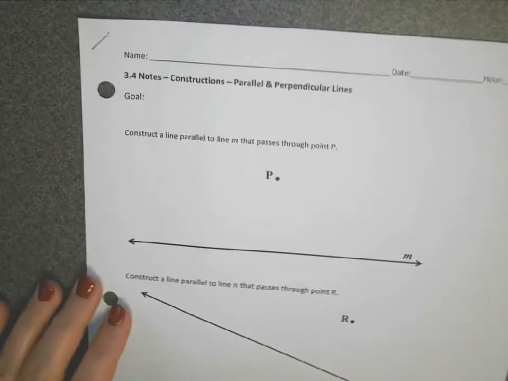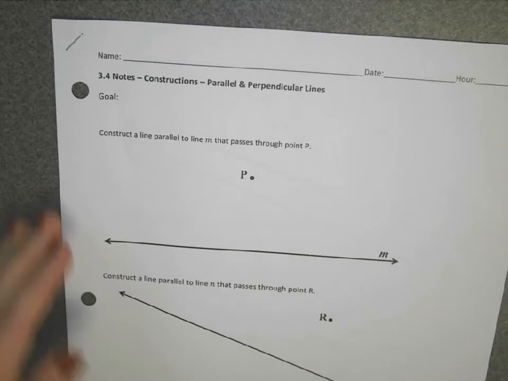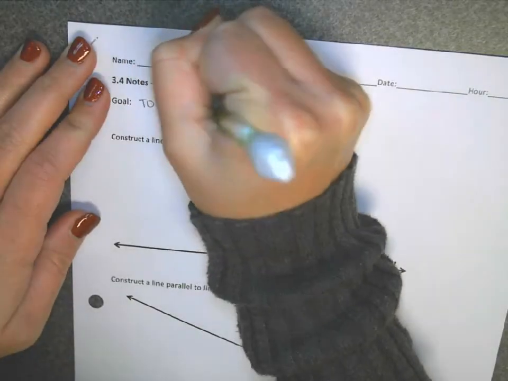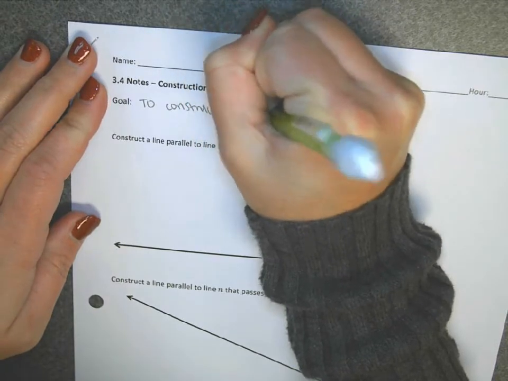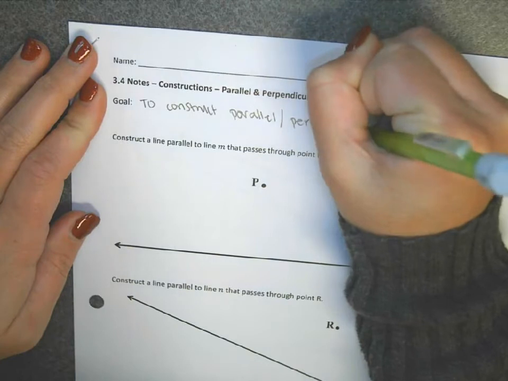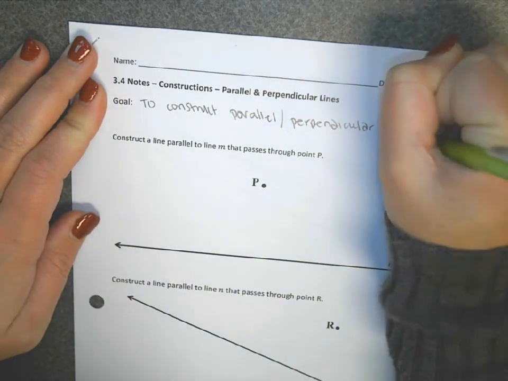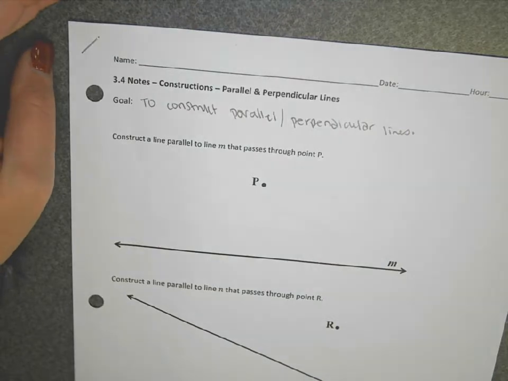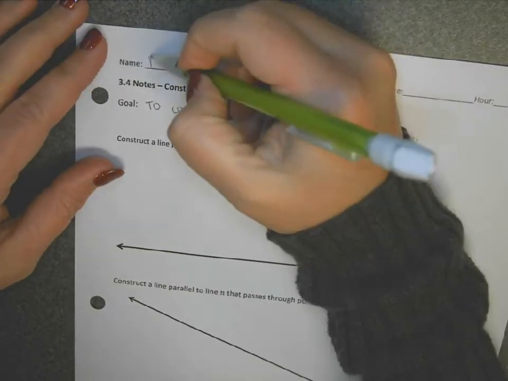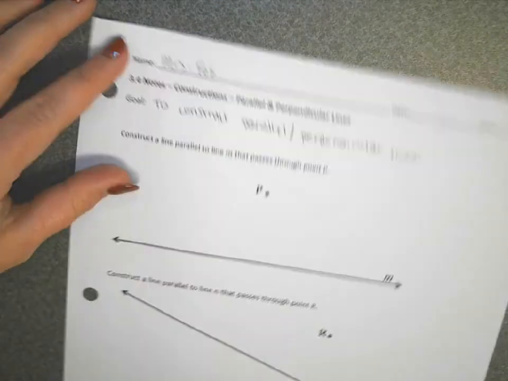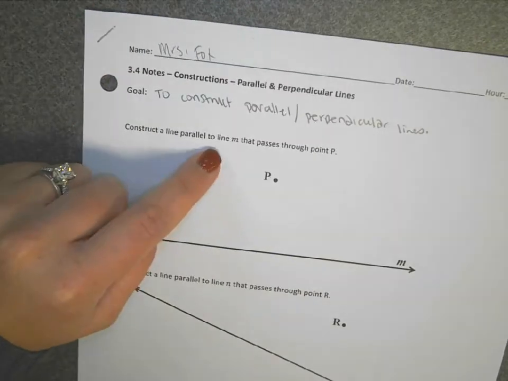So our goal today is going to be to construct parallel or perpendicular lines. So the first thing that we're going to do is construct a line parallel to line M.